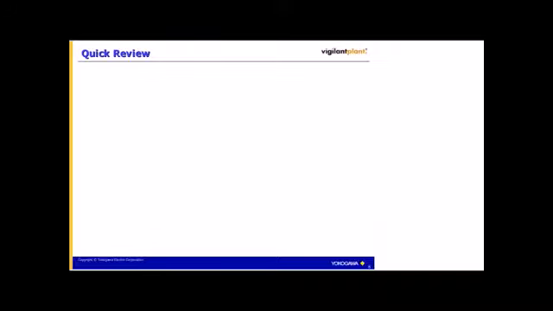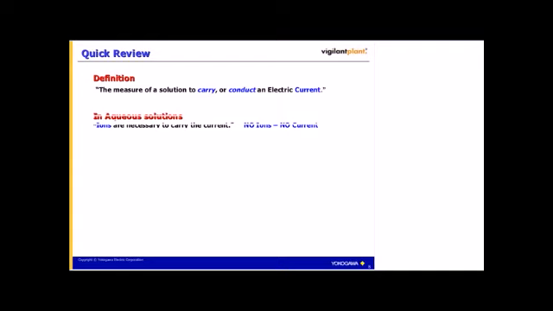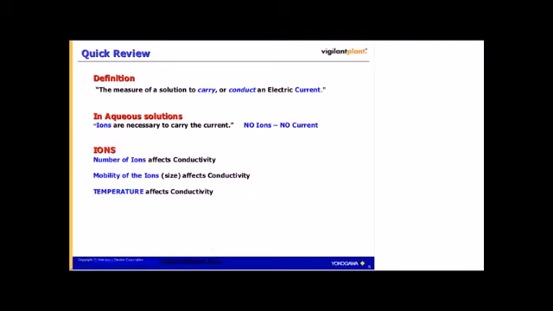All right. Before we go on, let's take a quick review. Conductivity is defined as the measure of a solution's ability to carry or conduct an electric current. For aqueous solutions, ions are necessary to carry the current. No ions, no current. An increase in ions reflects an increase in conductivity up to a point. Remember when we reach that peak and they begin to slow one another down and the conductivity decreases, but the percent concentration increases.